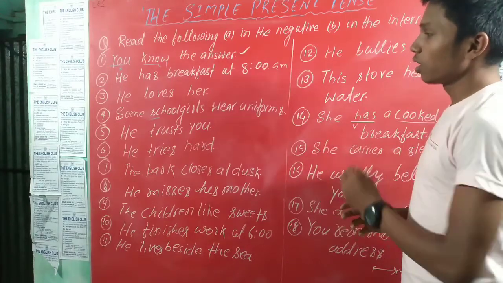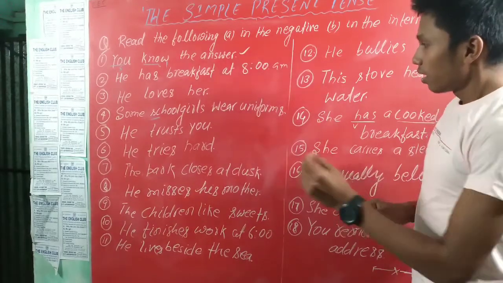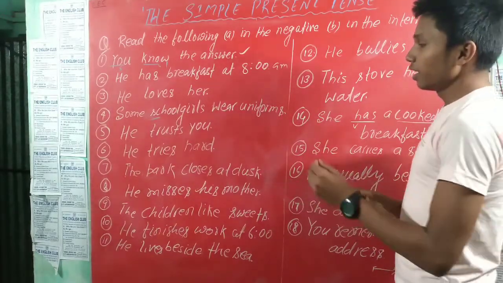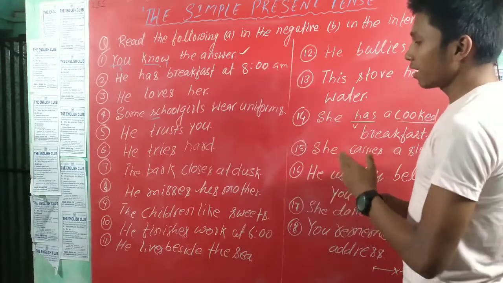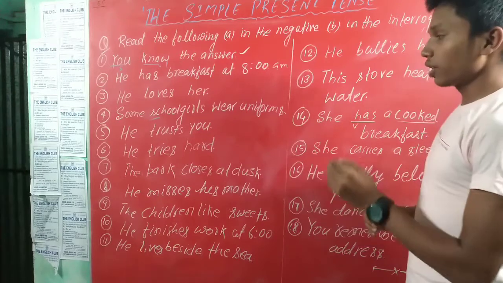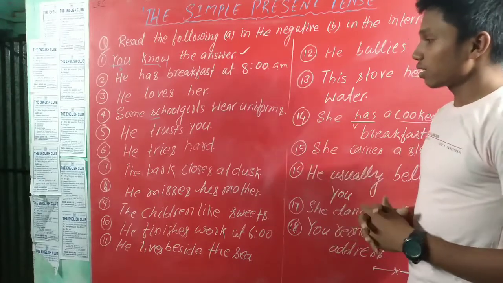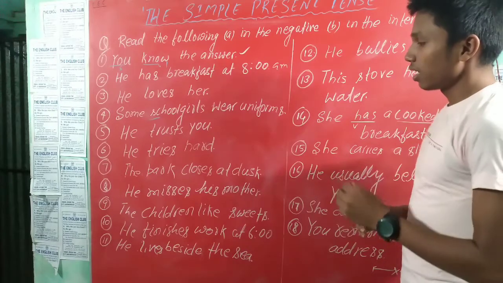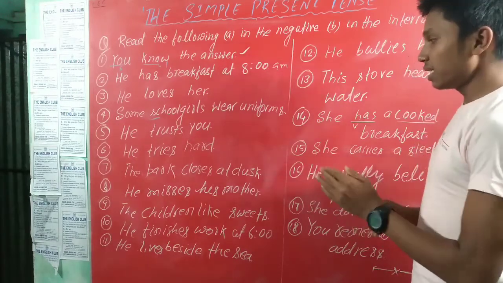He trusts you. He does not trust you. Very nice. Does he trust you? He tries hard. He does not try hard. Does he try hard? The park closes at dusk. The park does not close at dusk. Does the park closes at dusk? He misses his mother. He does not miss his mother. Does he miss his mother?